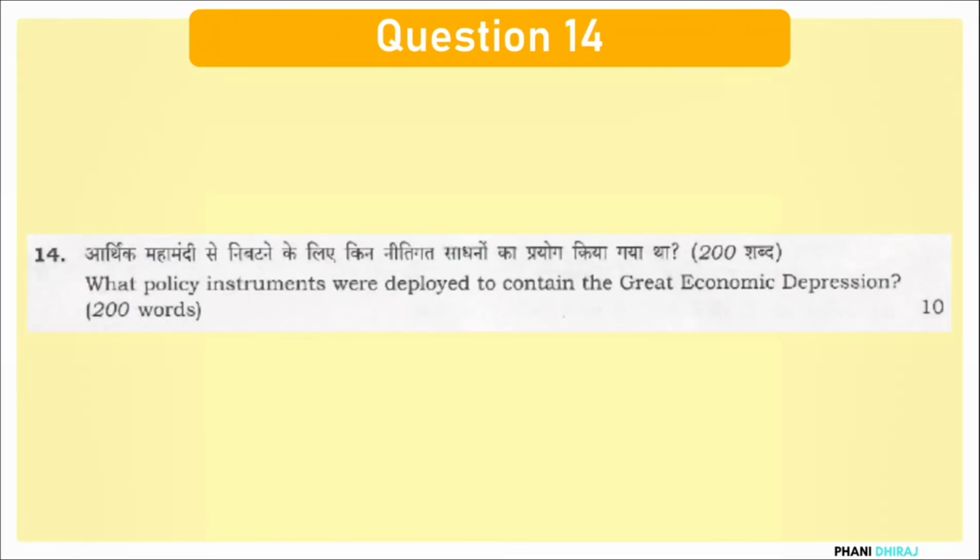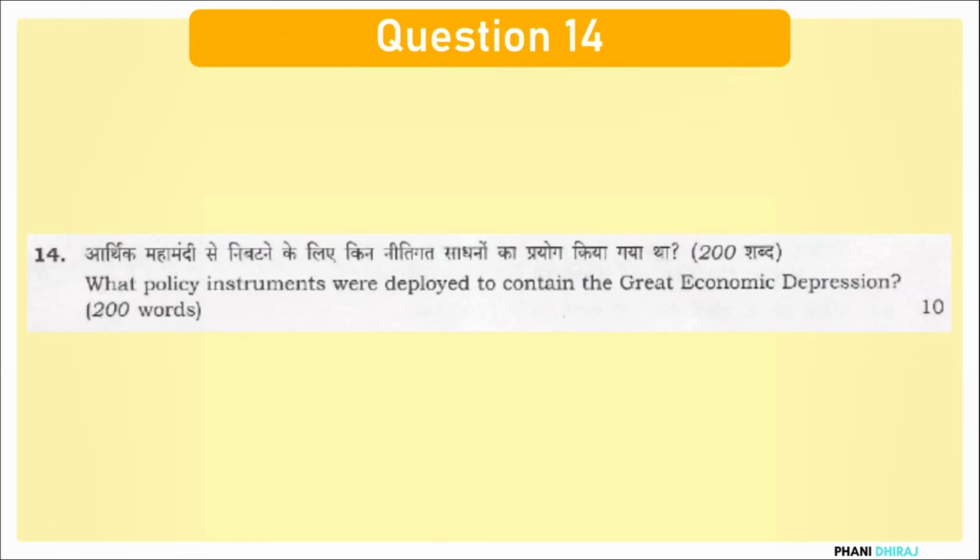Now moving on to question number 14. What policy instruments were adopted to contain the Great Economic Depression? This talks about the Great American Economic Depression that happened in 1929, when the stock market crashed in America, and that led to a huge response from two presidents of America. First was Herbert Hoover, during whose presidency the market crash took place, and the recovery took place in the Franklin D. Roosevelt era. So you have to explain what their policies were.